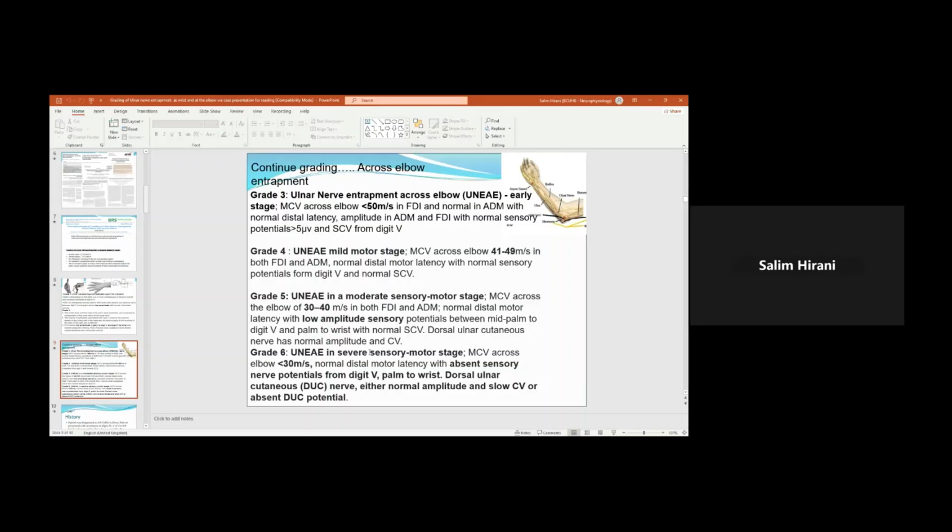In grade 4, which includes both FDI and ADM, that's why it is a mild stage where the conduction velocity is between 41 to 49, same as in the early stage, between 41 to 49, but with only FDI involvement. But in grade 4, ADM and FDI both are involved.